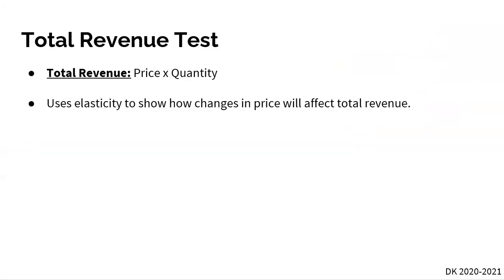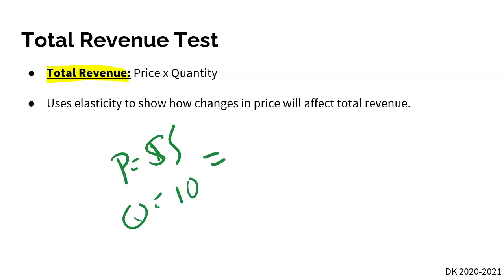So for the total revenue test, we first have to start off with what exactly total revenue is. Our equation for total revenue is just price times quantity. So if the price of a good is $5 and we're selling 10 units of the good, our total revenue is going to equal $50, or just price times quantity. All the total revenue test does is use elasticity to determine how a change in price is going to affect our total revenue at the end of the day.